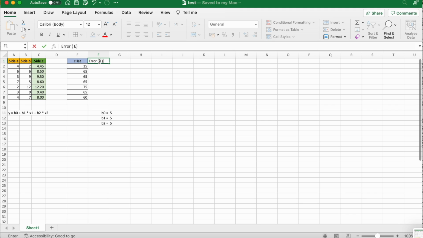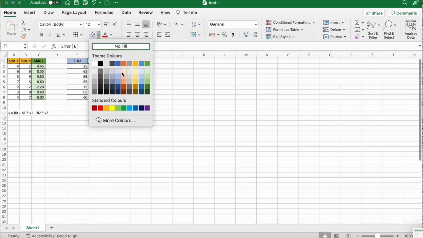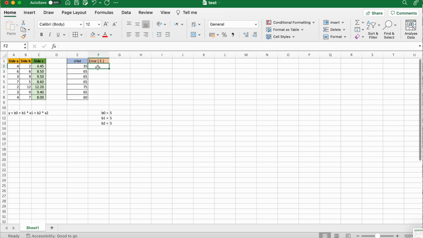He calls it E. So the error is nothing but, so let's just color this separately. Yeah, the error is nothing but the actual value we have provided him minus the value calculated by the machine. So this is the error. So he finds it out for all the values of A and B that are provided to him.